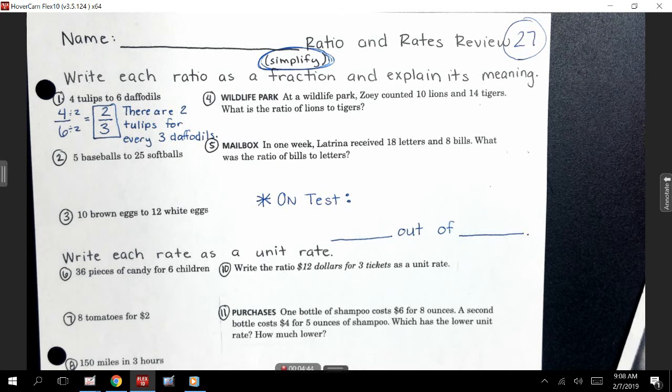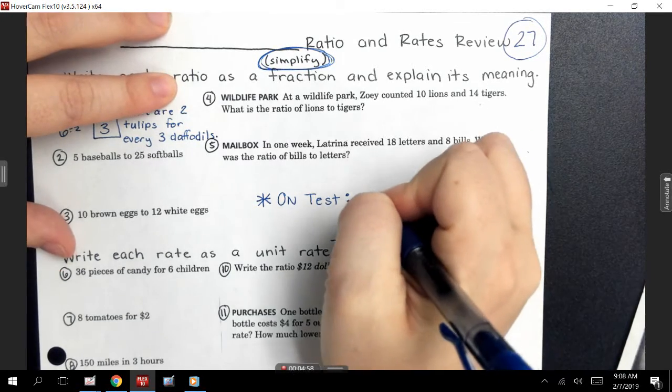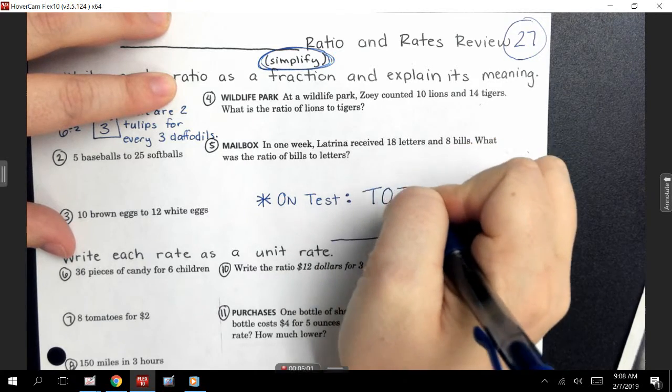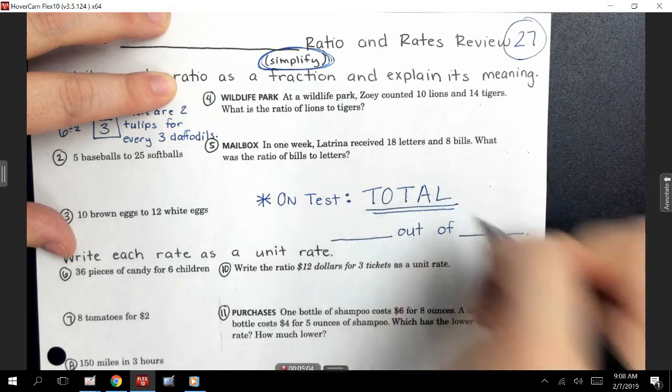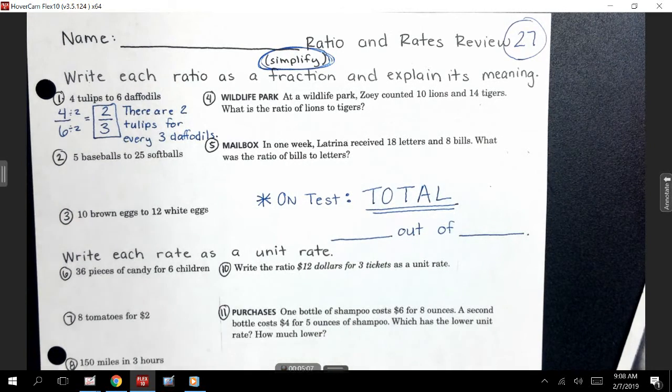Hannah? To find the total. When I use the "out of," it's because we added everything up. It's like that problem that we had with Edgardo, where he had a bunch of fruit in the refrigerator, and we had to add up all that fruit that was in the refrigerator. So if you see the word, I'm going to write it real big, if you see the word total, we're looking at an "out of" problem.